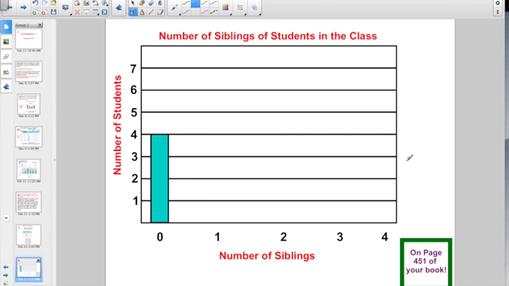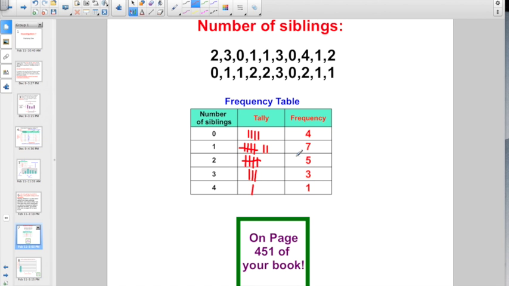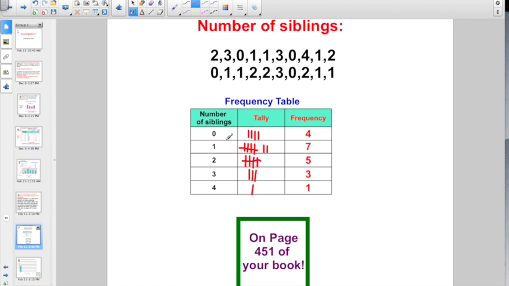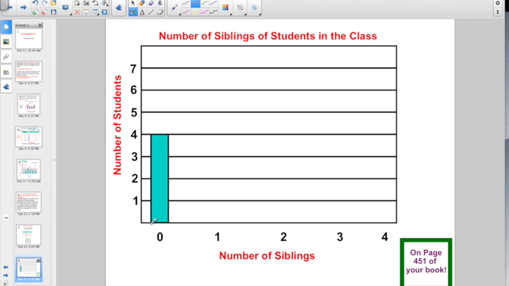So now they want us to go and, using this frequency table, so you'll have to have your book out, they want us to make another vertical bar graph. So if we take a look, I did the first one for you, right? And when you're drawing this, use the blue lines on your paper.